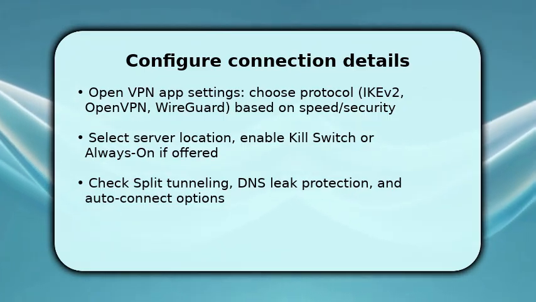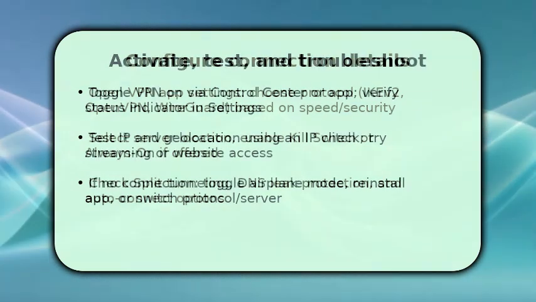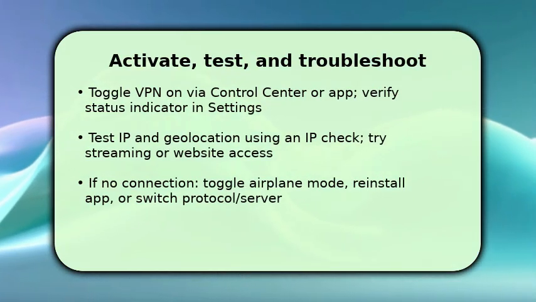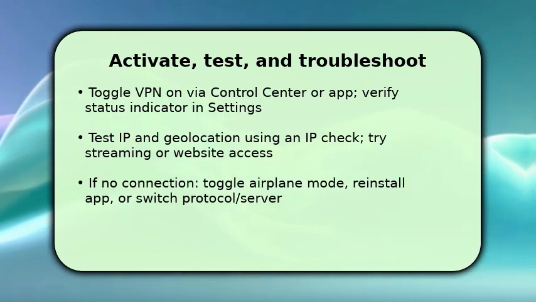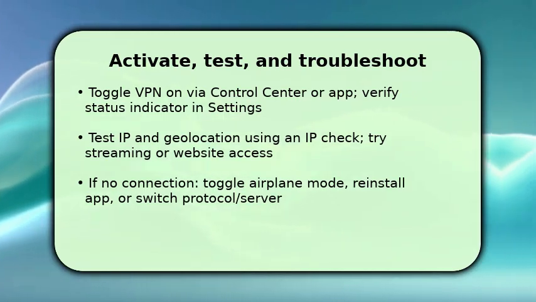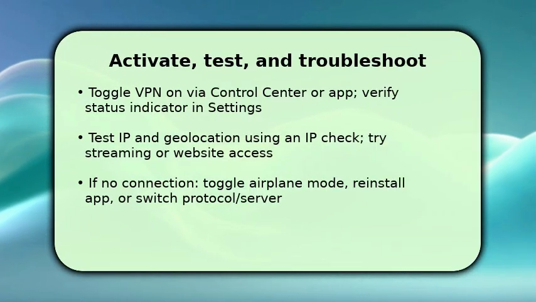Finally, activate the VPN from the app or control center and confirm the VPN icon appears in the status bar. Test by checking your IP address and accessing a site or streaming service that was previously geo-locked. If pages load slowly, switch servers or change protocol.